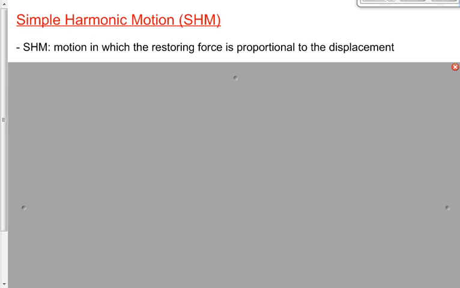But that's not how we really define it. Simple harmonic motion is technically defined as motion in which the restoring force is directly proportional to the displacement. Now, that might not make a lot of sense to you right now, but it will in a second.